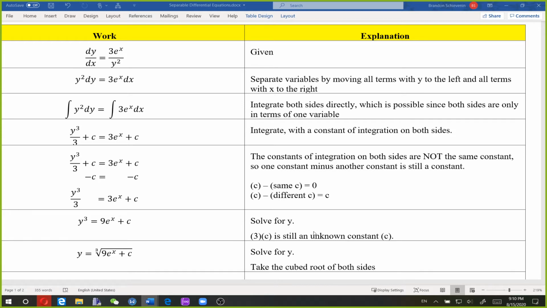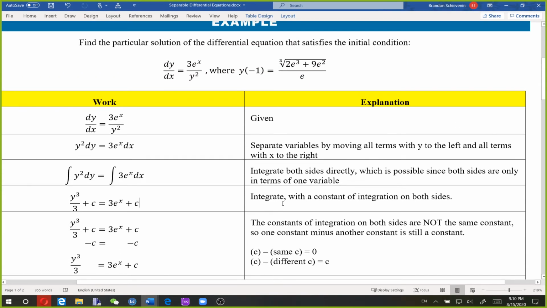Okay, so what we're doing is we're solving what's called a separable differential equation. All that means is this is an equation that has a derivative in it. It's separable because I can move all the y's to one side and all the x's to the other. So I'm going to start with what I was given. I'll cross multiply to make all of my y's on one side and all of my x's to the other. That allows me to integrate directly. I can't integrate directly if I've got mixed variables, so some x's and some y's.